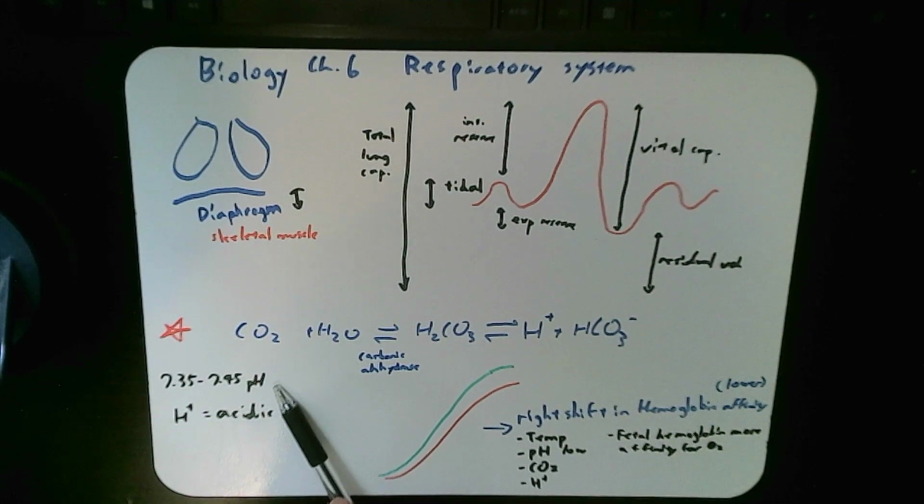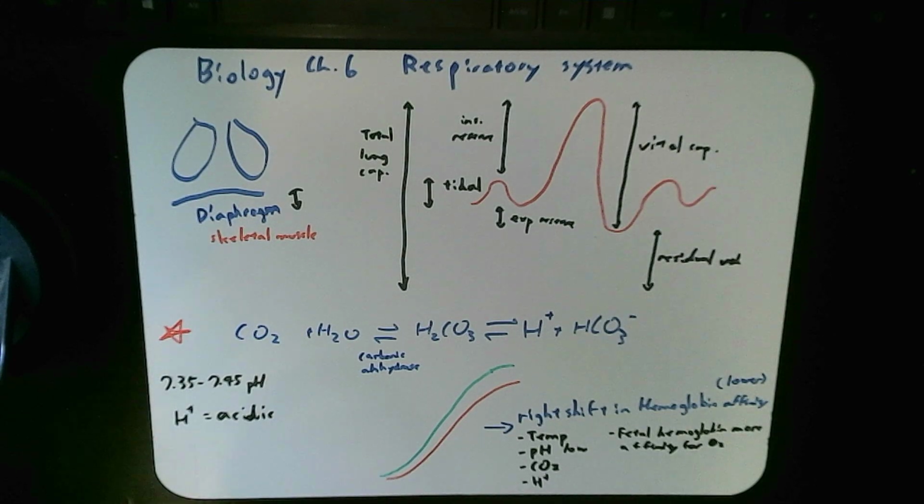Our body typically keeps blood at around 7.35 to 7.45 pH, and you will experience extra acidity if you go below 7.35, and that's because there are more protons in your bloodstream.